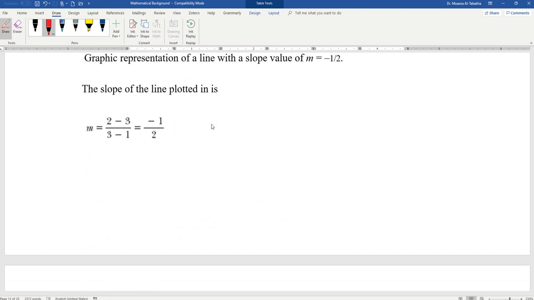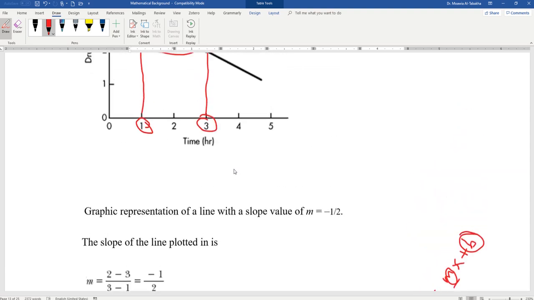Now, why do we need to get the slope? Because I want you to remember the straight line equation, which says y equals mx plus b. m is the slope and b is the intercept, and that's what we need to get from the graph. Once you get them, then for any x you can know y, or for any y you can get x.